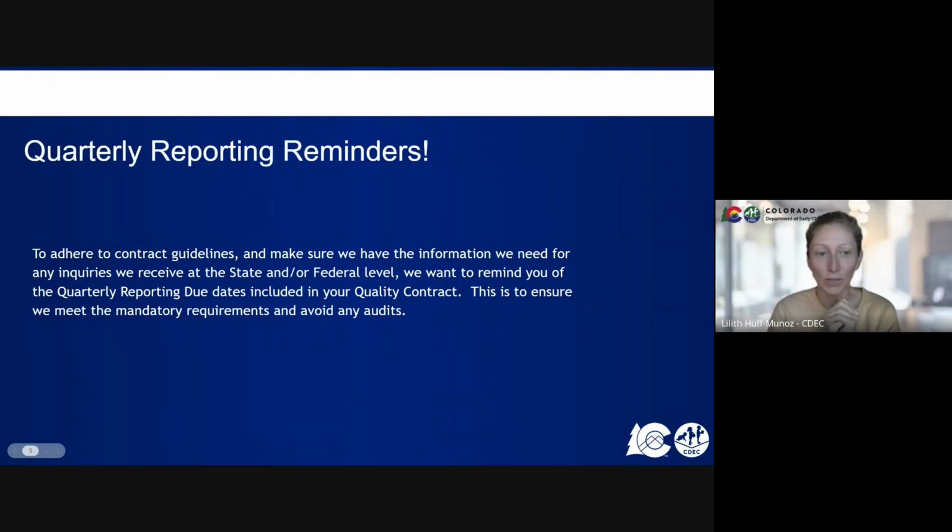So I just wanted to give some reminders on quarterly reporting. Remember, we've got our annual report, and within the annual report, we have 3 separate quarters, 3 separate tabs that we're reporting on. And basically just a reminder to adhere to your contract guidelines and make sure that we have the information that we need should we receive an inquiry at the state or federal level, reminding you that those due dates are included in your quality contract, and making sure that we hit these due dates, make sure that we hit the mandatory requirements and avoid any possible audits. And Charlie, you can go to the next slide.